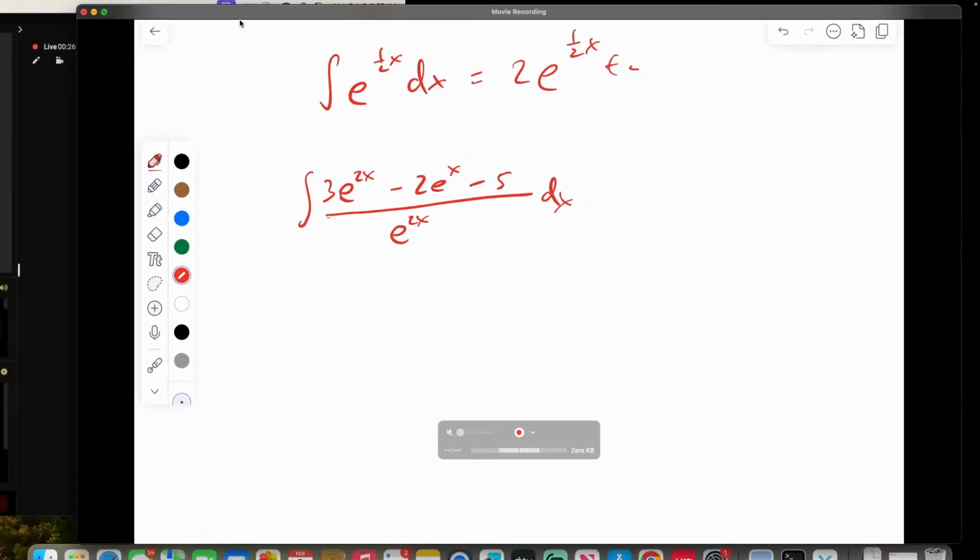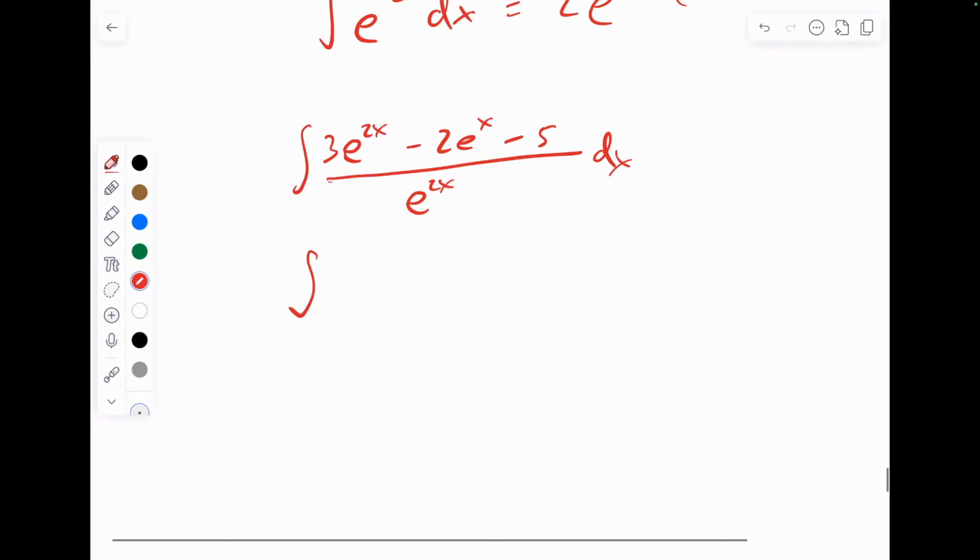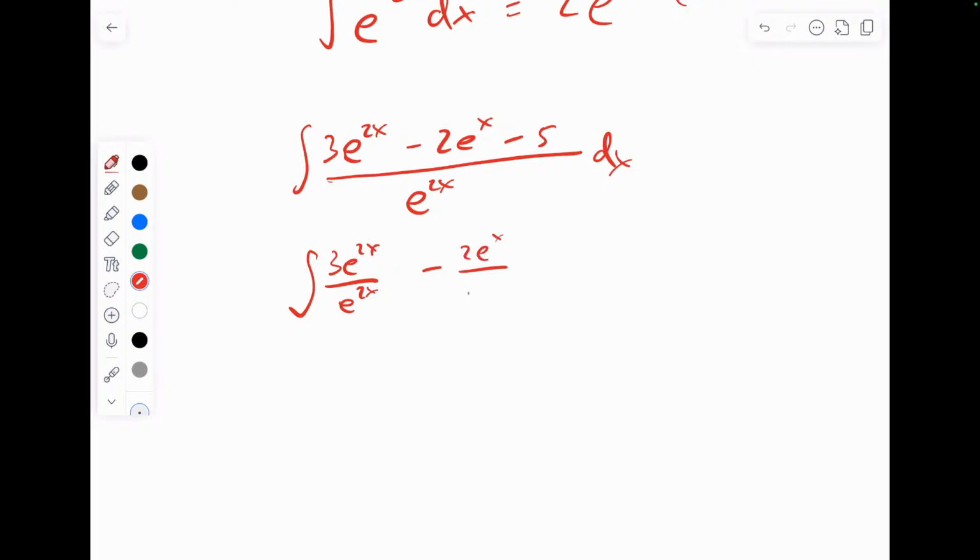All right. So if you do it correctly, it should split them. So if you split them, it should be 3e to the 2x over e to the 2x, minus 2e to the x over e to the 2x, minus 5 over e to the 2x. Now, if you simplify this, it'll end up being 3 minus 2e to the negative x, minus 5e to the negative 2x dx. Now, here's the thing.